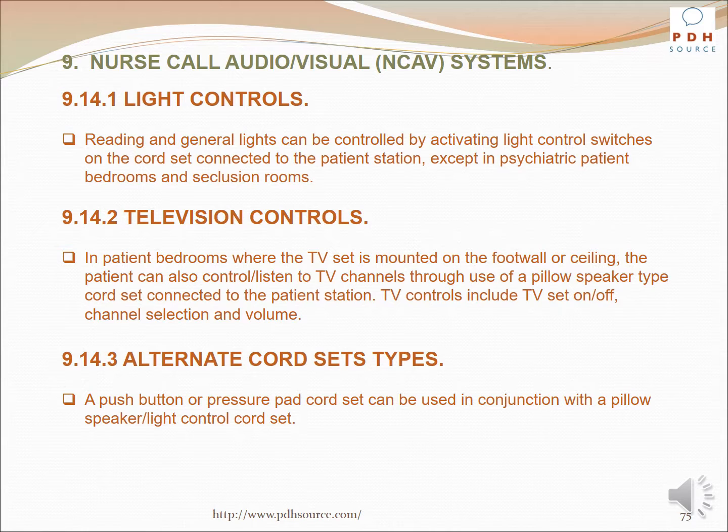Reading and general lights can be controlled by activating light control switches on the cord set connected to the patient station, except in psychiatric patient bedrooms and seclusion rooms. In patient bedrooms where the television set is mounted on the footwall or ceiling, the patient can also listen to TV channels through use of a pillow speaker type cord set connected to the patient station. The TV controls include TV set, on-off, channel selection, and volume. A push button or pressure pad cord set can be used in conjunction with a pillow speaker light control cord.